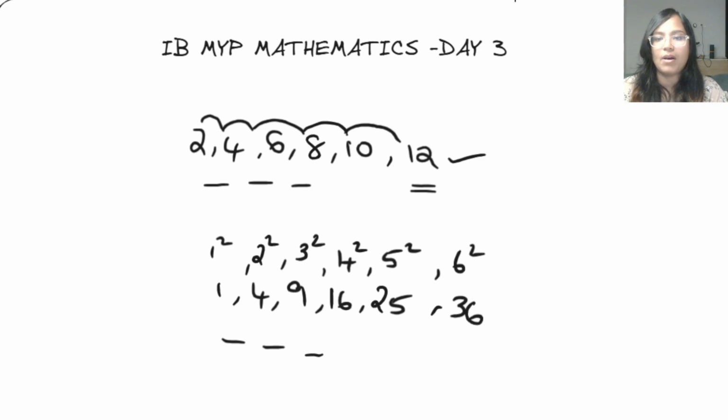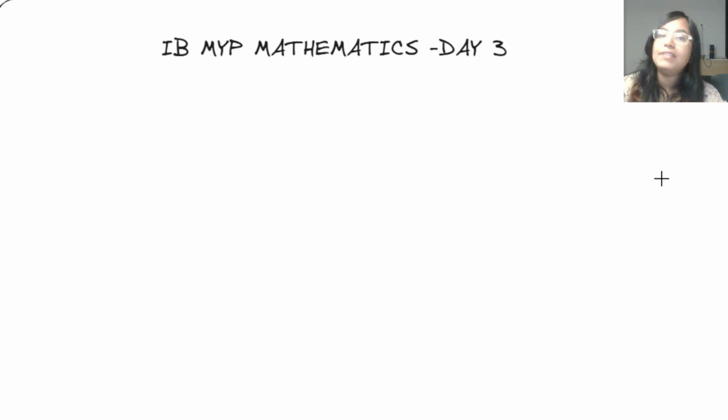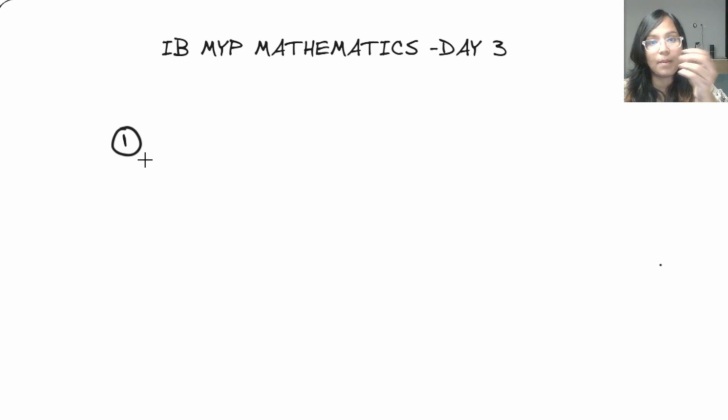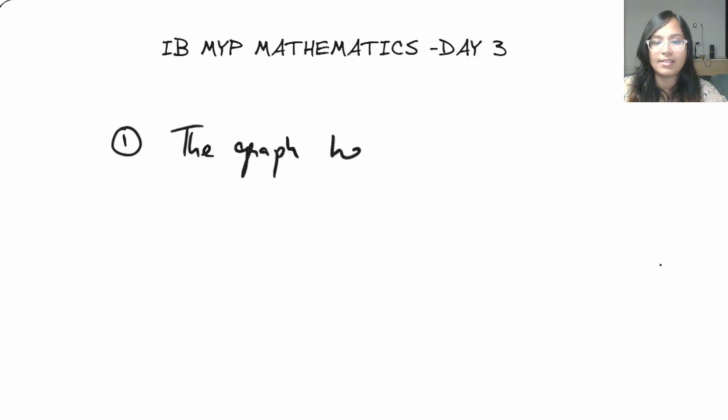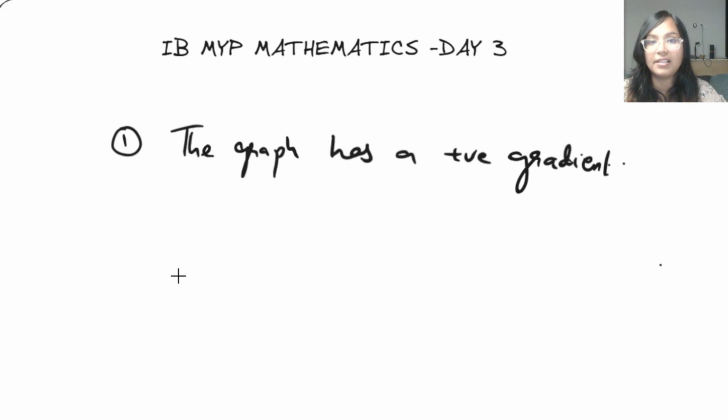Now let's discuss mathematical vocabulary. Every subject has its own language. Science has scientific language, music has musical language, mathematics has mathematical language. Instead of saying the line goes up, a mathematician might say that the graph has a positive gradient. The graph has a positive gradient. Did you get it?